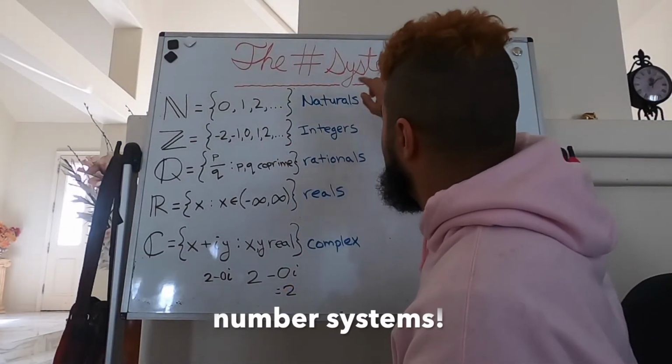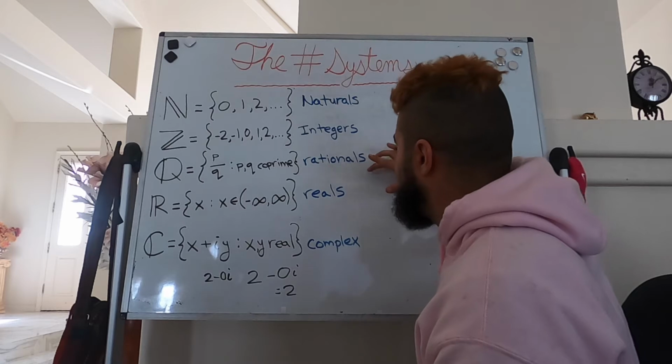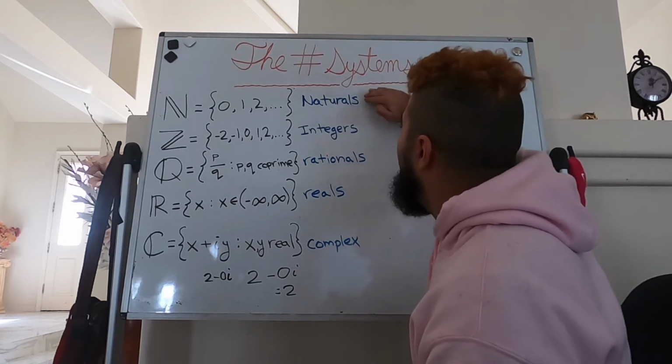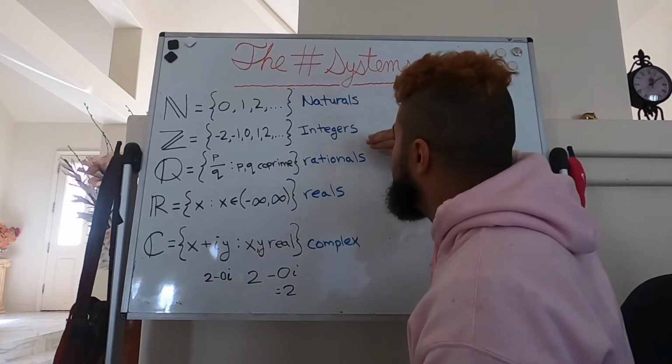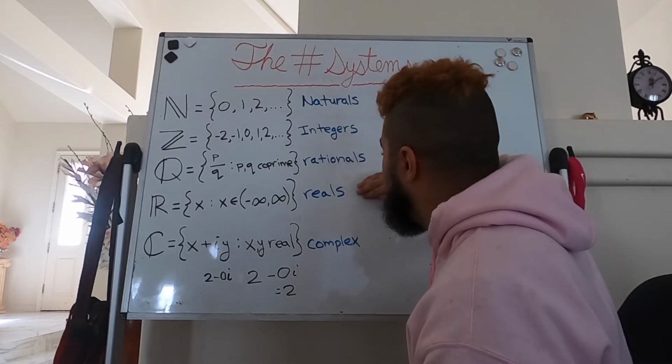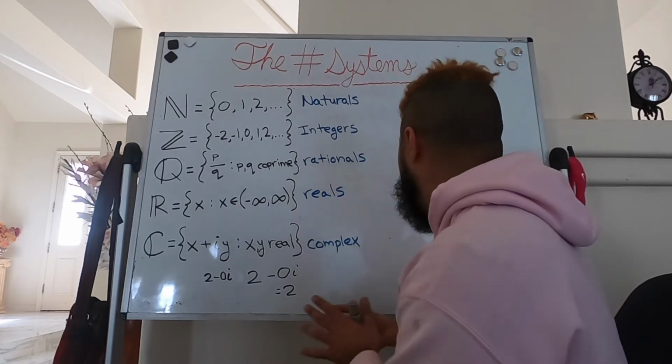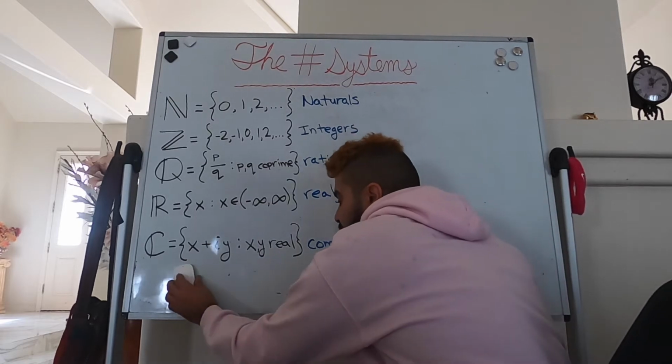Infamous number systems. We got the naturals, the integers, the rationals, the reals, and the complex. All the naturals are integers. All the integers are rationals. All the rationals are reals, and all the reals are complex, but you cannot go backwards up to the other way.